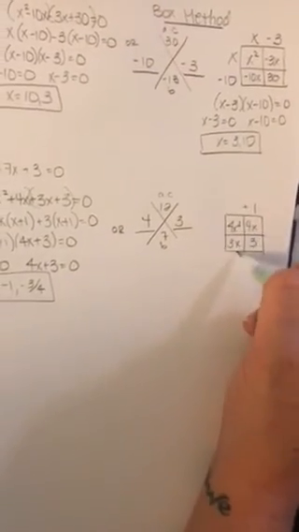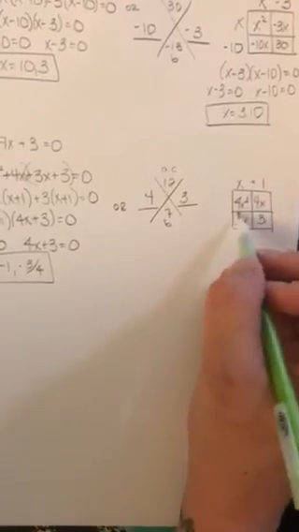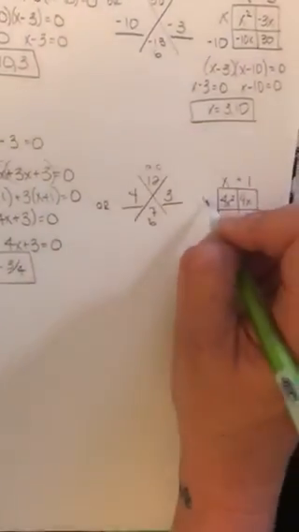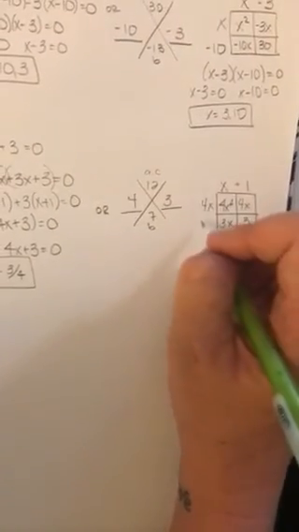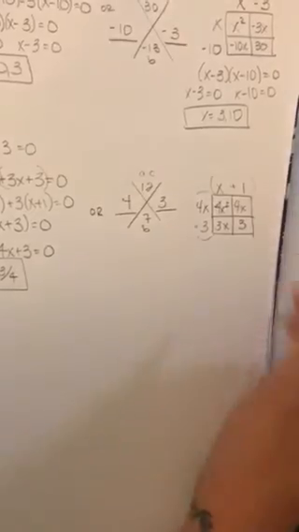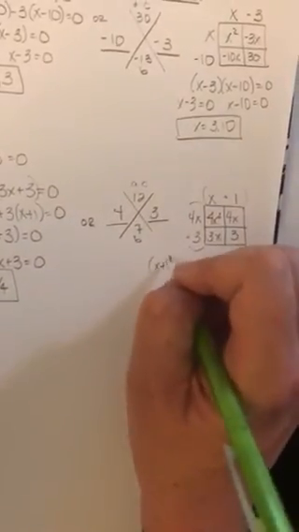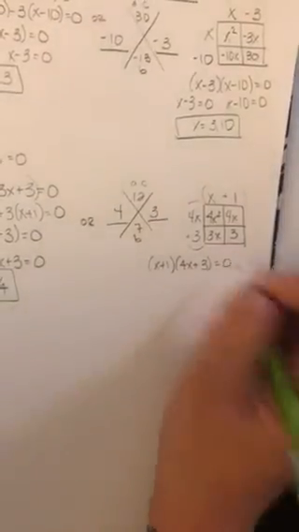4x squared and 3x, their greatest common factor is x. That's exciting. 4x squared and 4x, their greatest common factor is 4x. And then 3x and 3, their greatest common factor is a positive 3. So group your factors together. We get x plus 1 times 4x, pardon me, plus 3 is equal to 0.